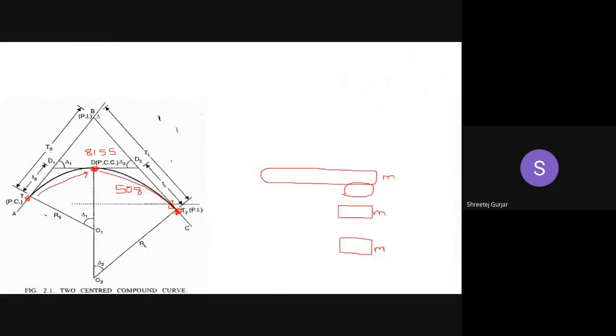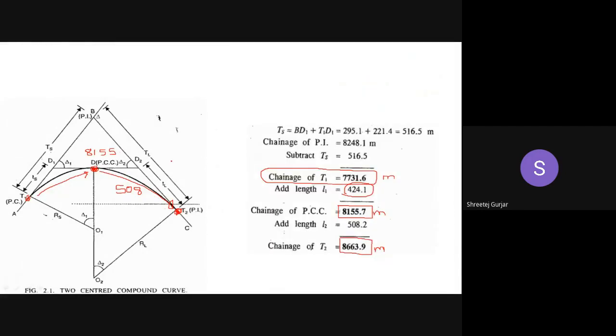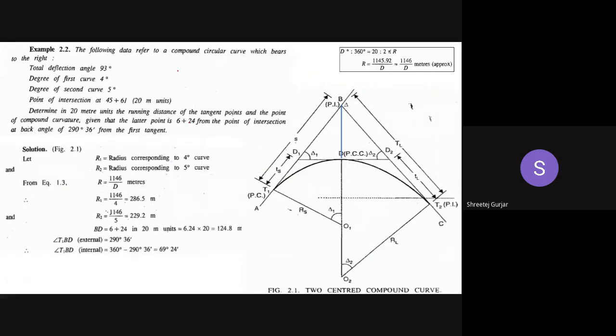Okay, so this is your first numerical. Now we will head on to a second numerical. We will read the problem statement and try to understand what is given and what is required for us to calculate. In example number 2.2, the following data refer to a compound curve which bears to the right. You can see that the compound curve is tending to turn towards your right.